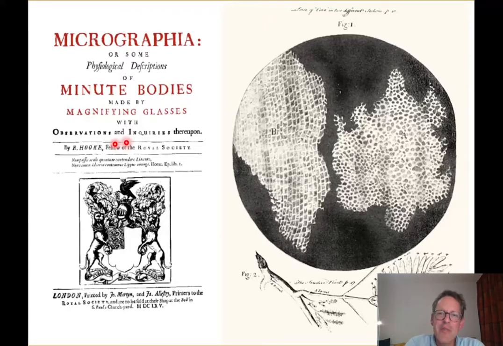So what you see on this right-hand side is a rendering of what Hooke saw when he took slices of cork and imaged them at high magnification. You see these little structures here, and he called these structures cells. So the word cell in biology now comes from this very image that you see here that was published in this book.